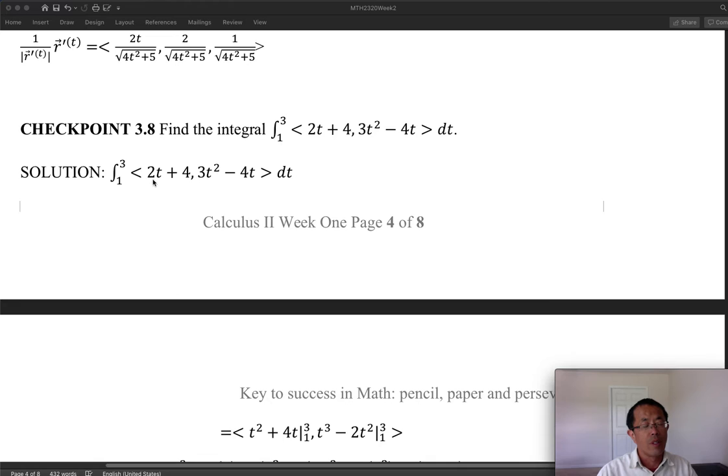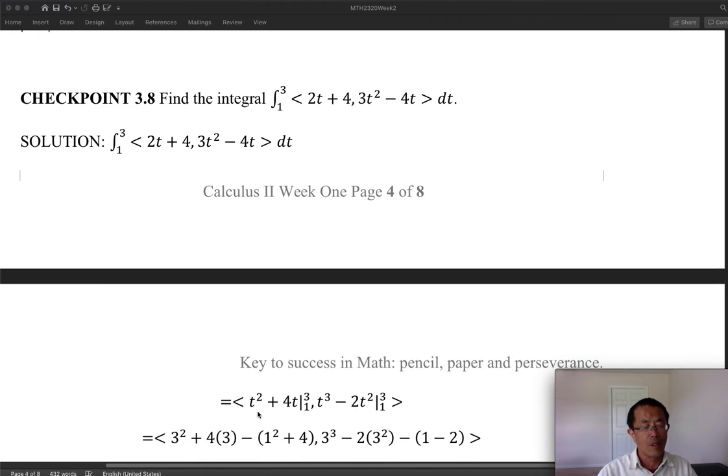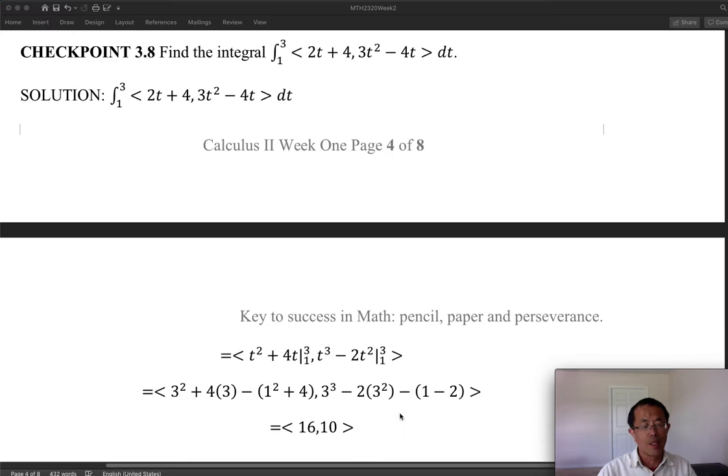The antiderivative of 2t plus 4 is t squared plus 4t. The antiderivative of 3t squared minus 4t is t cubed minus 2t squared. Using the fundamental theorem of calculus, this is a definite integral, so we evaluate the antiderivative at the upper bound and the lower bound and take the difference. Same for the second component: antiderivative at the upper bound minus the antiderivative at the lower bound.